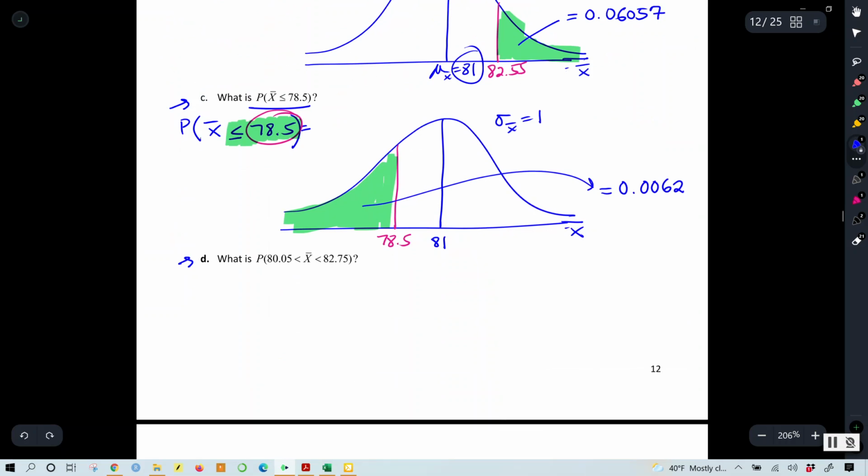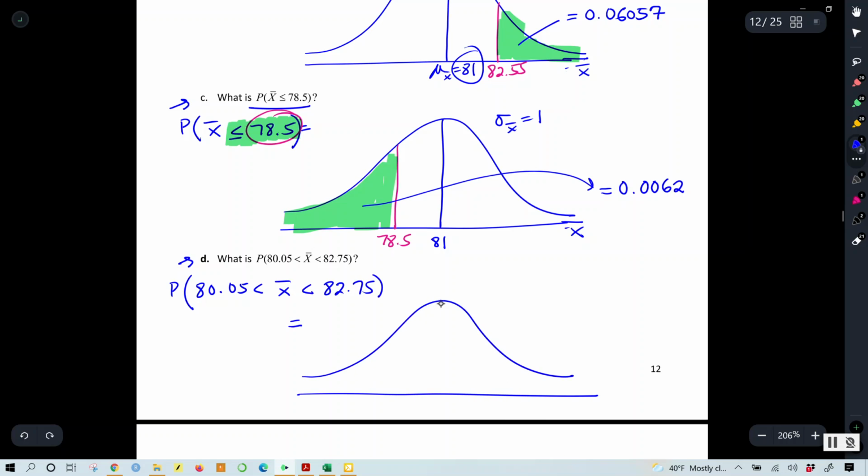Then, for the last part of this question, the probability that the sample mean is sandwiched between these two values. Looking at the distribution, I have 81 in the middle, and I will locate 80.05 somewhere here, and 82.75 somewhere here, and I'm interested in the area between them.